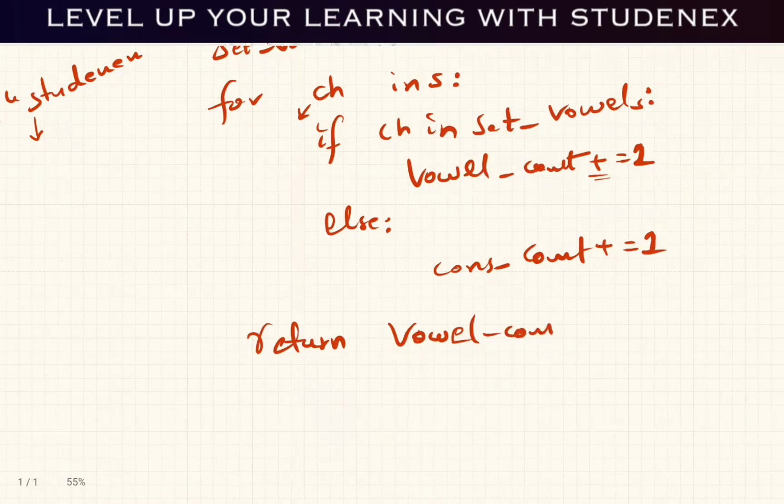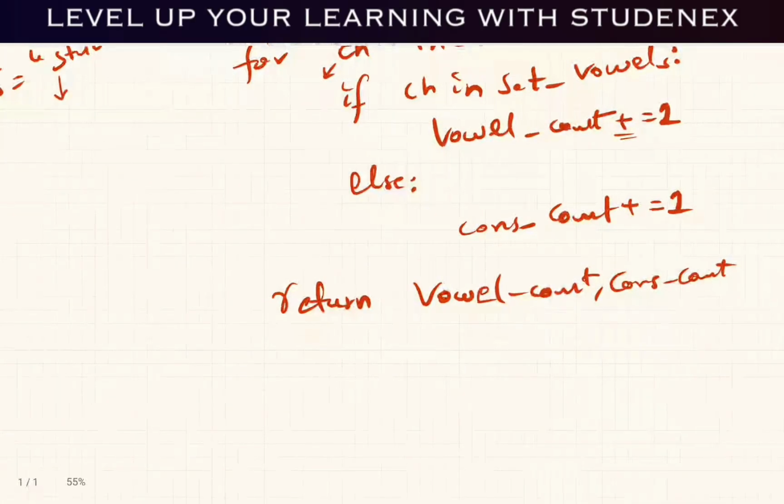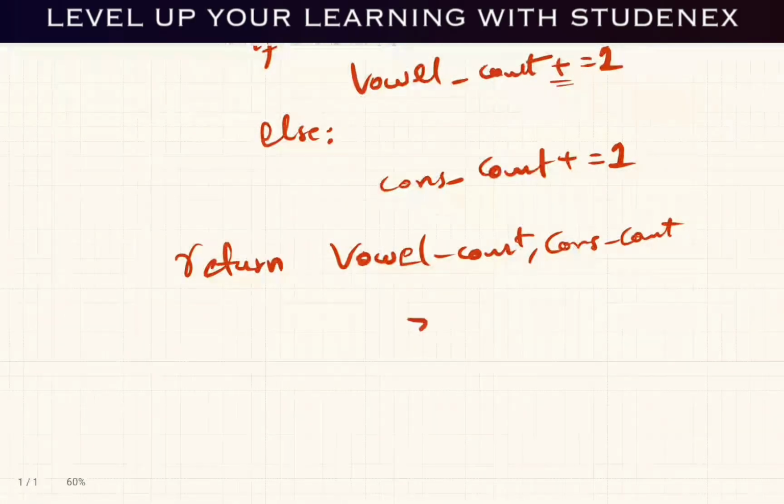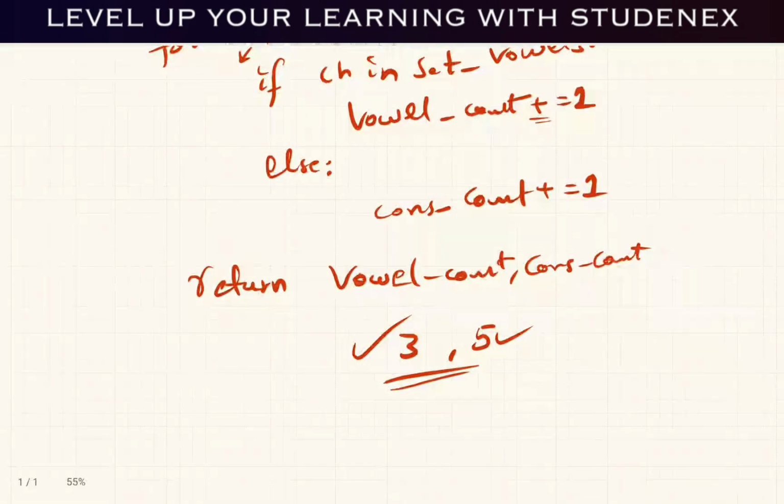Vowel count, comma, consonant count. So this will print the whole thing. It will print vowel count, which is 3, and next it's going to print consonant count, which is 5. So we have got both counts. If you want to print it in a unique way, just use the print statement here.